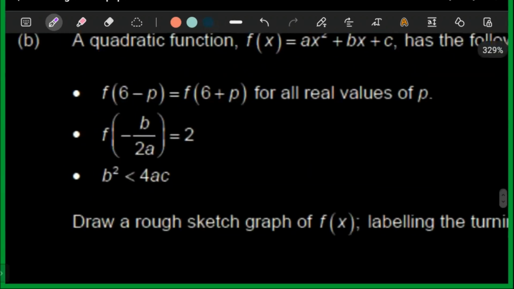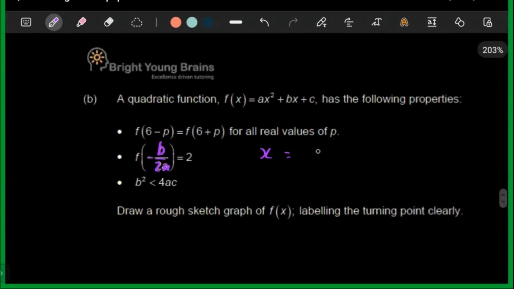So fortunately, remember, this is the x value of the turning point. Don't take stuff like this for granted. Because remember, the x value of the turning point is minus b over 2a. So this is telling you the turning point. You see? Because if you throw in this x value, this is the y value that's coming out.